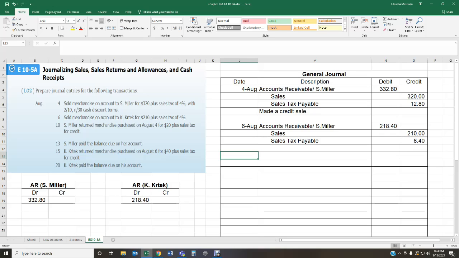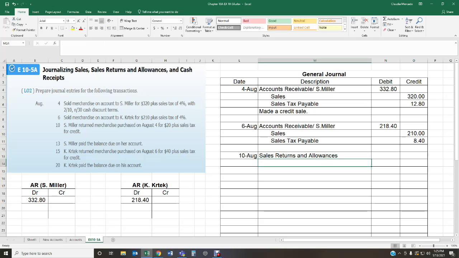Okay, then on the 10th, Miller returned merchandise purchased on August the 4th for $20 plus sales tax for credit. Okay, so at this point, Miller has still not paid us, but he's already sending back a return of $20. Okay, this is happening August the 10th. Okay, so, August the 10th. What happened here? A return was done. So here we're going to introduce a new account called Sales Returns and Allowances.